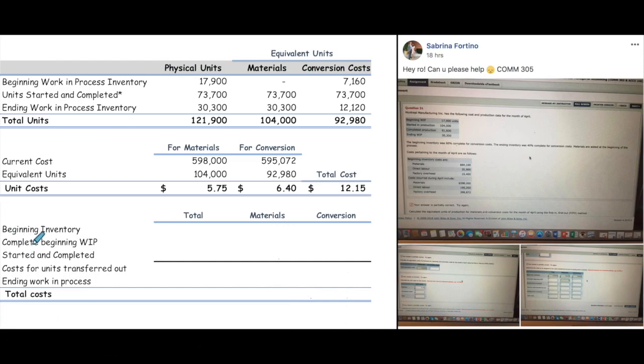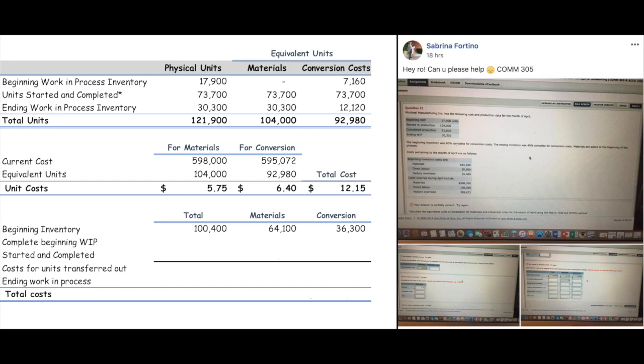So for our beginning inventory, we can obtain the cost for materials. This data has been offered in the problem itself. We know that it's 64,100 for materials. For conversion, we're going to add up the direct labor and the factory overhead for our beginning WIP, which is 20,900 plus 15,400, so a total of 36,300. Adding up the material and the conversion cost, we have the total cost of the beginning WIP.